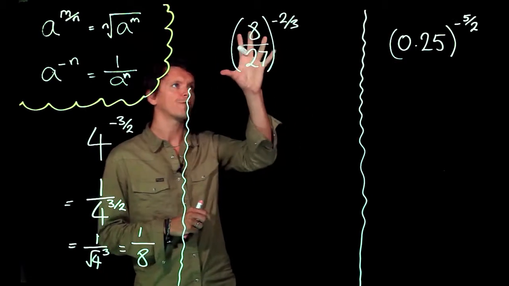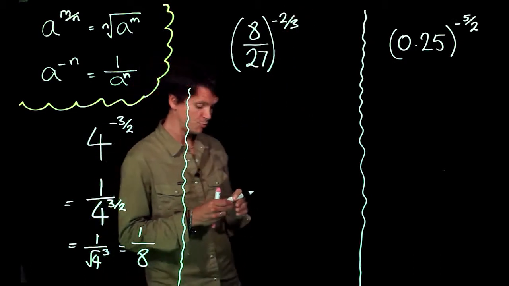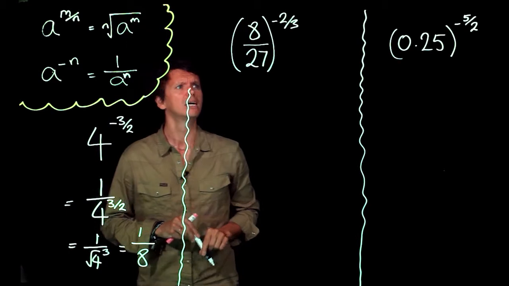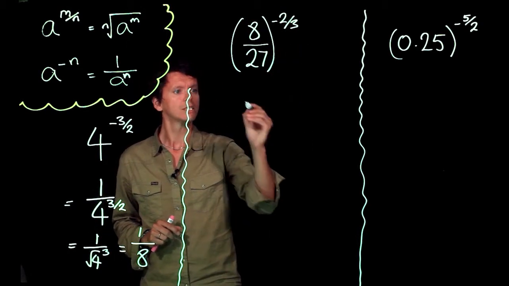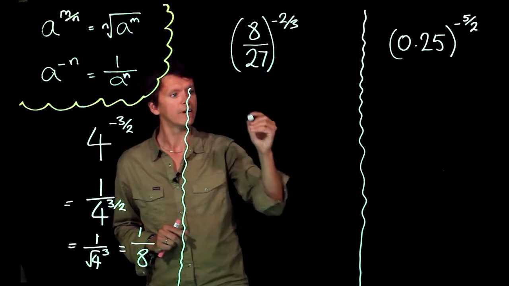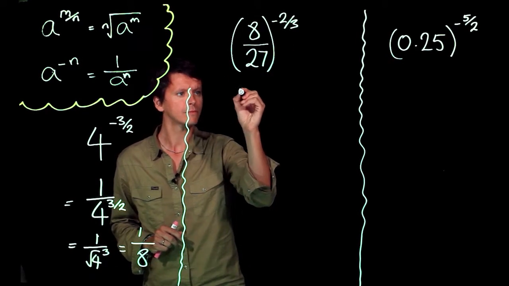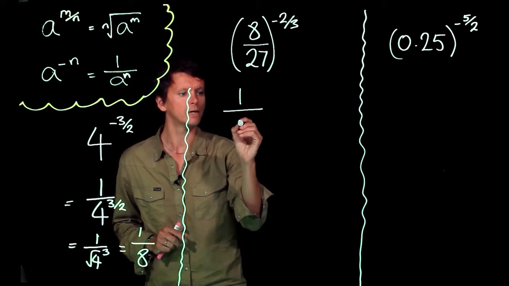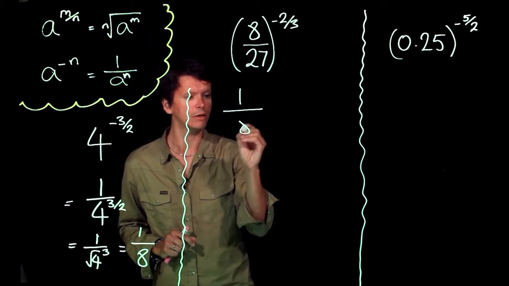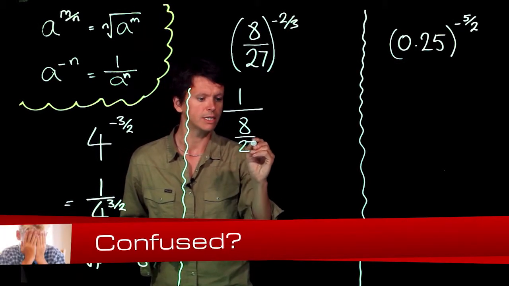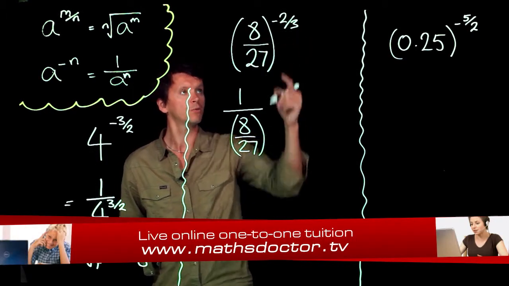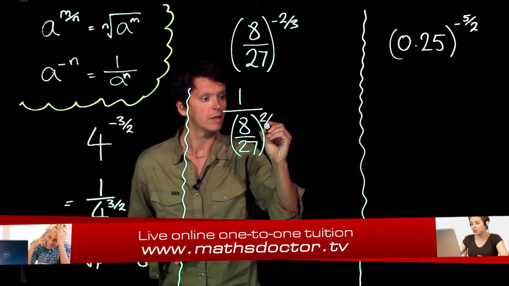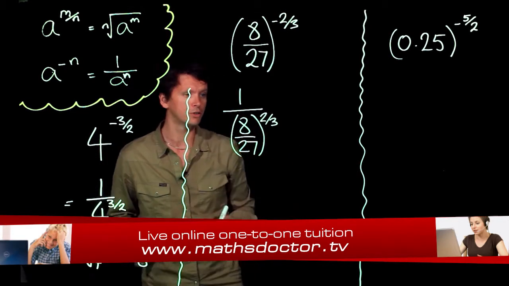Next problem. We've got a fraction raised to a negative power. This really brings everything we've been doing in. And just like here, first of all, we're going to deal with the negative. So we're going to take the reciprocal of 8 over 27, which means we're going to put 1 over it. So 1 over 8 27ths, all raised to the power of, we've dealt with our negative, so that's 2/3.